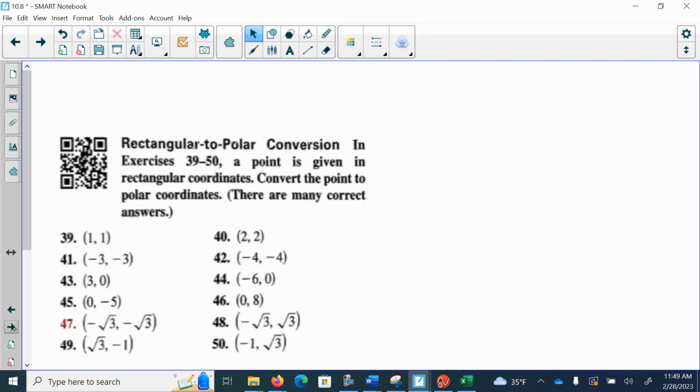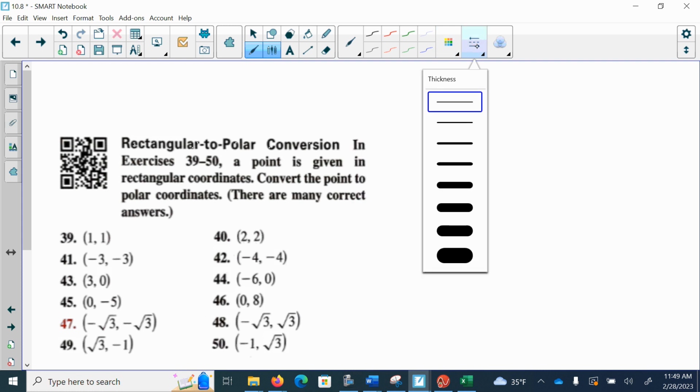So 46, they give you the point 0, 8. They want you to convert the point to polar coordinates. It's already rectangular. So you're going to start with, do you know the two formulas that convert? Because on the quiz, you have to know them. I'm not giving you any formulas, right?